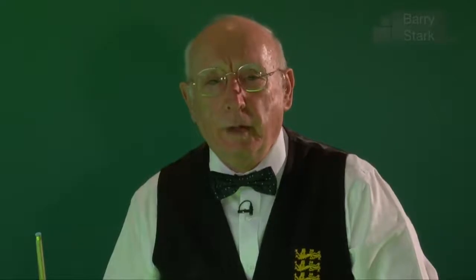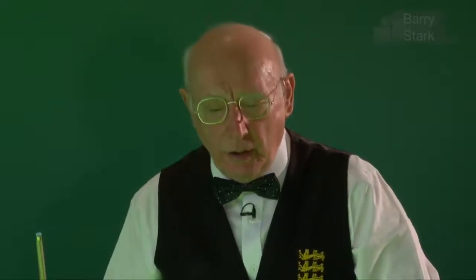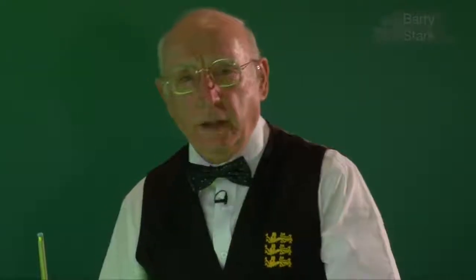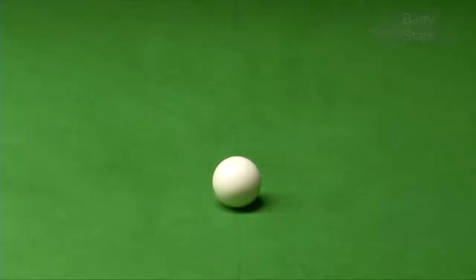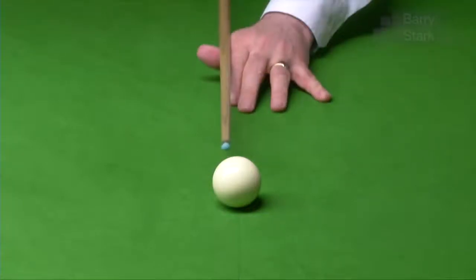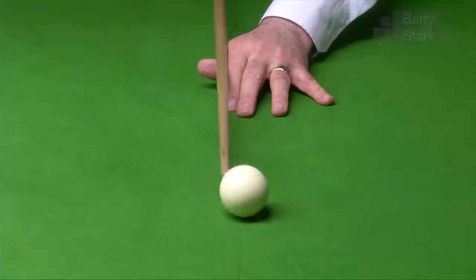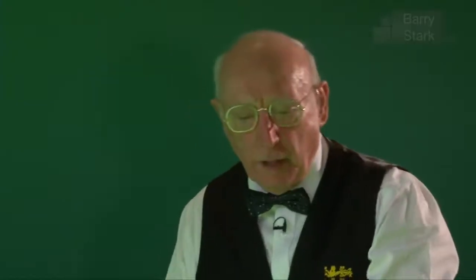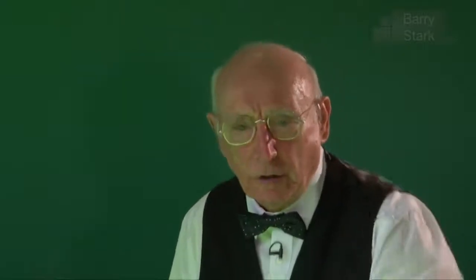One of the things to remember is that when you're using side, there will always be a slight deviation of the cue ball from its intended line of aim. Here I'm using right hand side, and as well as the cue ball going forward, it will get slightly pushed to the left. That has got to be allowed for in your aiming of the shot.